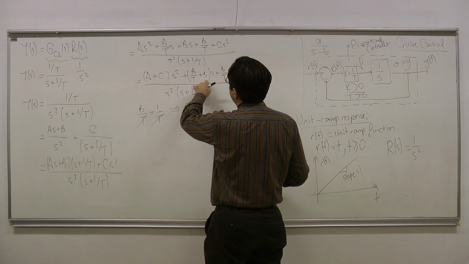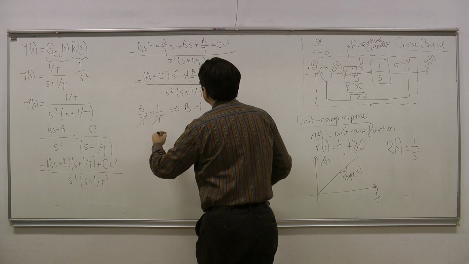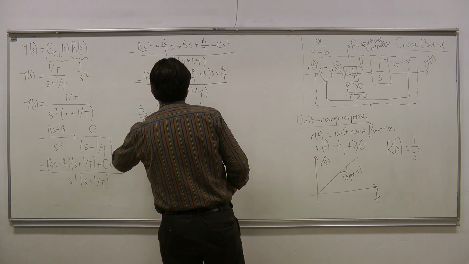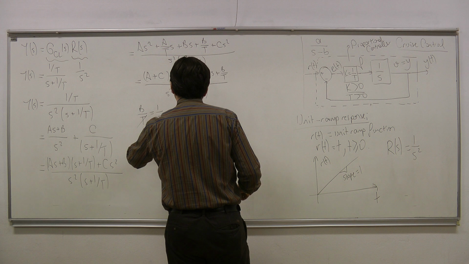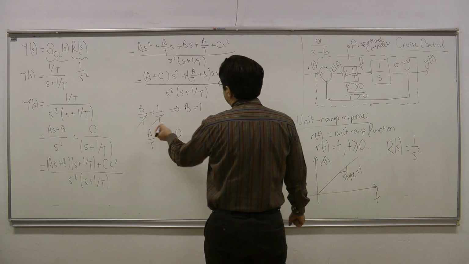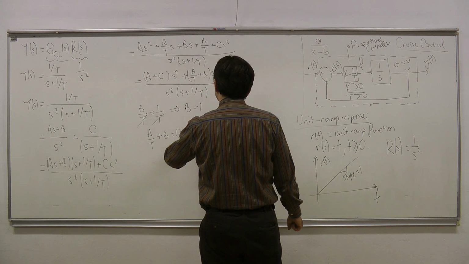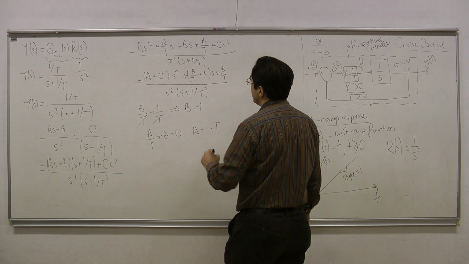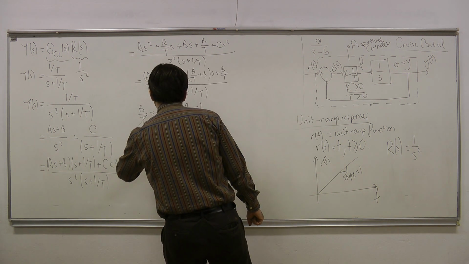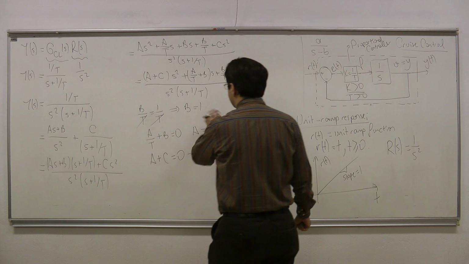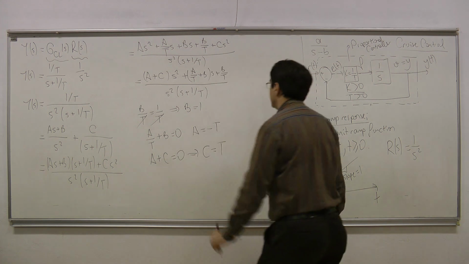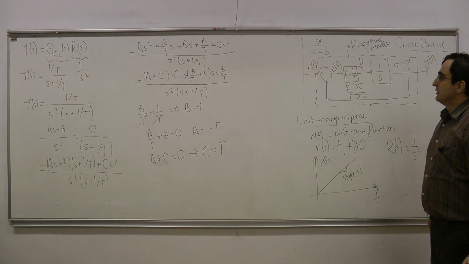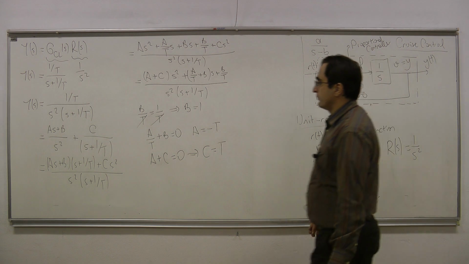And the coefficients of s and s squared will be equal to 0. a over T plus b is equal to 0. b is 1, so a is equal to minus T. And a plus c is equal to 0. a is minus T and c is equal to T. Okay? So we have found the required coefficients.